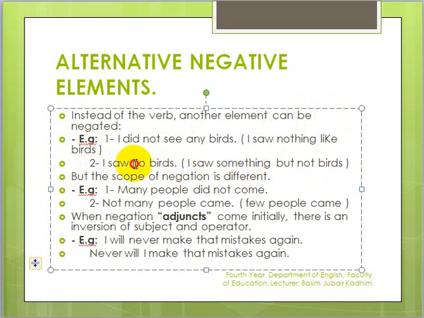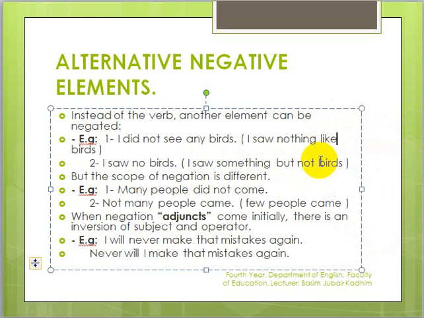So here, "no birds" is different from "did not see any bird." Why? Because in "no bird" the negation is on the birds itself. So I must have seen something else, not birds. As it is mentioned here, I saw something but not birds. It could be cats.